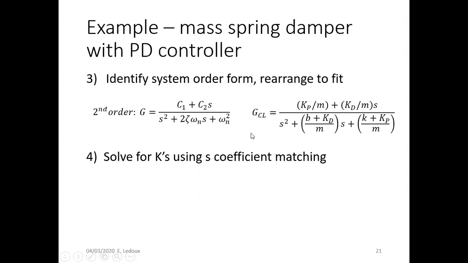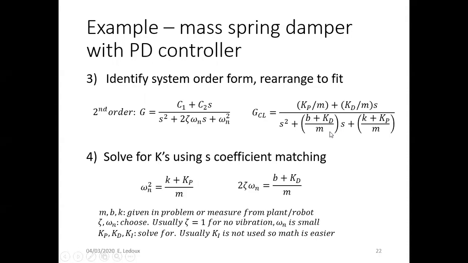On a homework problem, I'll give you everything except KD and KP. So you'll know omega n, you'll know zeta, you'll know B, M, K, and then you can just solve out for KP and KD using coefficient matching. Now there is a homework problem that is almost exactly this thing. So I just give you the numbers.